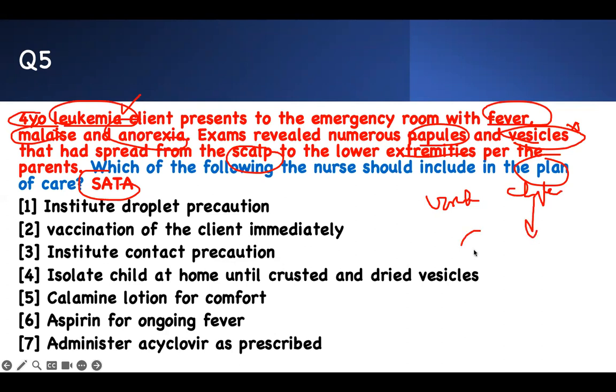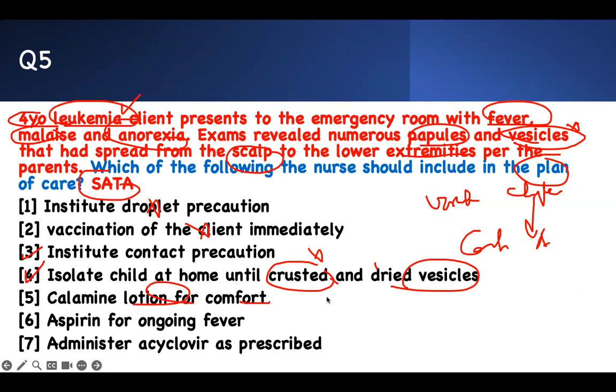You need what? Contact and airborne. It does not need droplet. Vaccination of the client immediately? The client is already infected. It does not need any vaccination anymore. Institute contact precaution. Excellent. Isolate the child at home until the vesicles are crusted and dry. They are not infectious when the lesions are crusted and dry. So this is good.